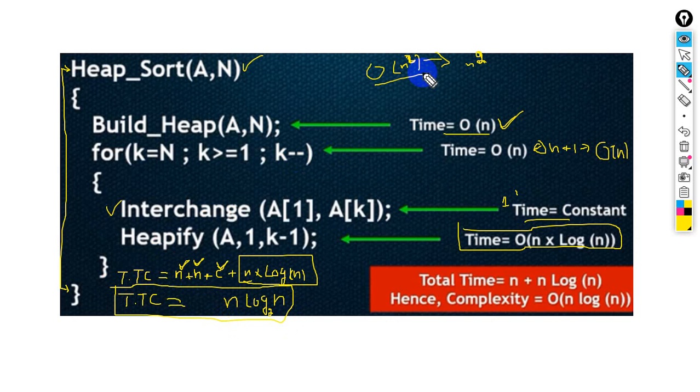Okay, so it's enough for today. So inshallah in the next lecture I will discuss the quick sort algorithm.